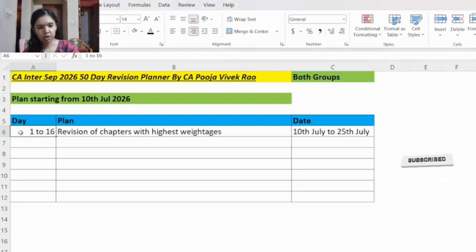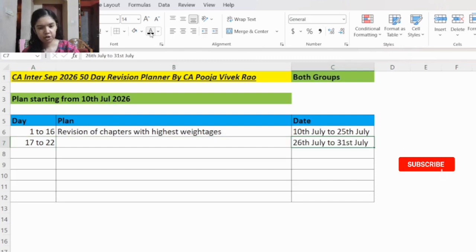Also go through the entire ICAI study material and the test your knowledge questions, because sometimes it was noticed that similar types of questions to those given in test your knowledge were there. Next, day number 17 to day 22.